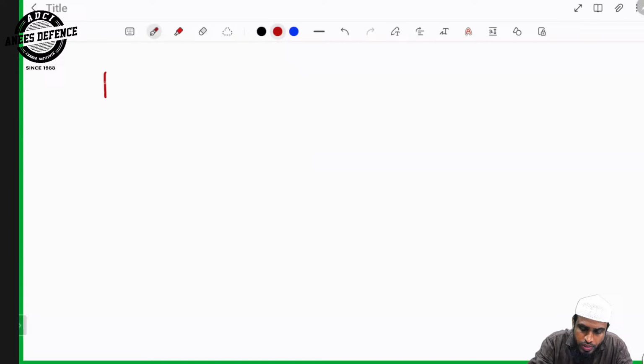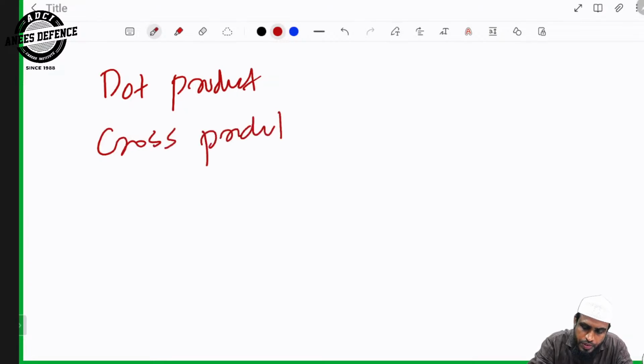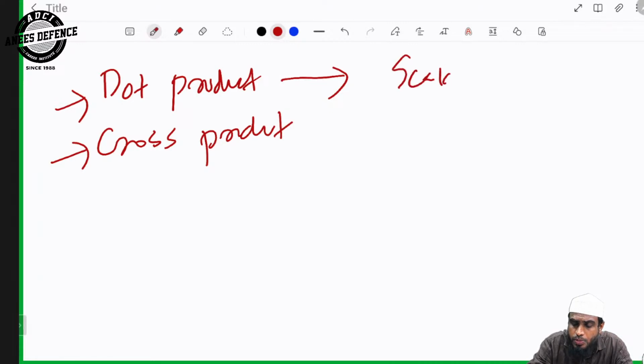Then there are two products, dot product and cross product. These are the basic multiplication of two vectors. One is dot product and the other is cross product. Dot product, the resultant will be scalar, hence the name scalar product also. Cross product resultant will be vector, hence the name vector product also. So dot product is also known as scalar product and cross product is also known as vector product.